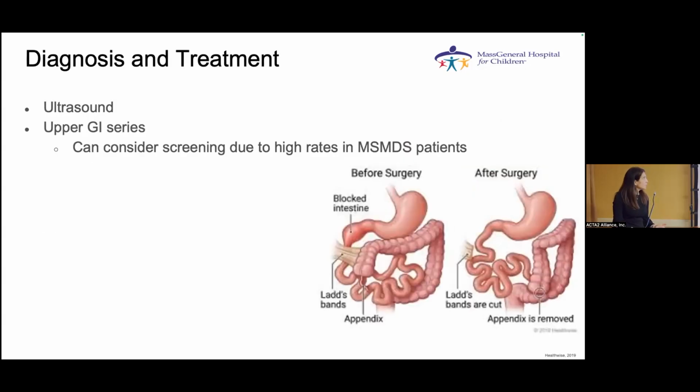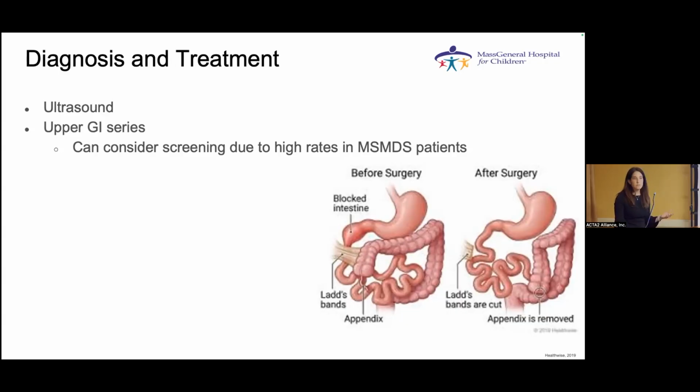So in terms of making a diagnosis, we can use an ultrasound, but what we call the gold standard, the way that we really make the diagnosis, is with an upper GI series. We do this by having the patient swallow contrast, and it goes all the way through the small intestines and towards the end of it, and we can actually see where the small intestines is located within the abdominal cavity. This will give us information if it's located in the correct area. One of our thoughts, with many of the patients with MSMDS presenting with malrotation, is: is there a role to do more screening with upper GI series because we know it's such a high incidence?